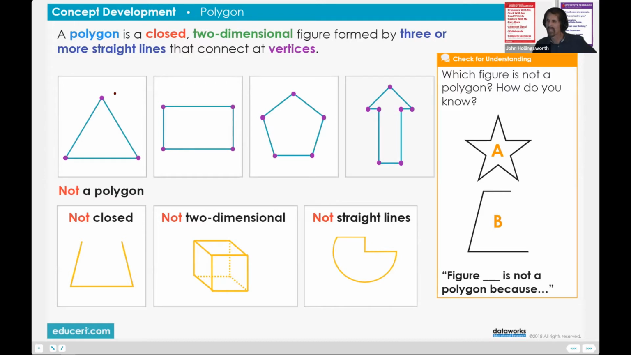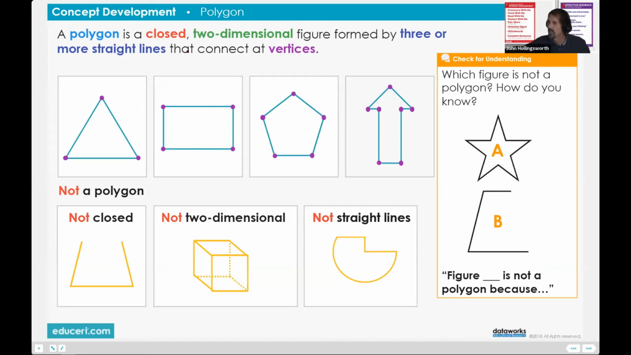So what is a polygon? First of all, it says closed. Closed means the lines meet. Can you show me your fingers? Oh, lines are meeting. They're not like this, they're meeting. Okay. Two-dimensional means it's flat. Can you show me flat? Okay, lines that meet that are flat. Three-dimensional is like a ball or a cube.